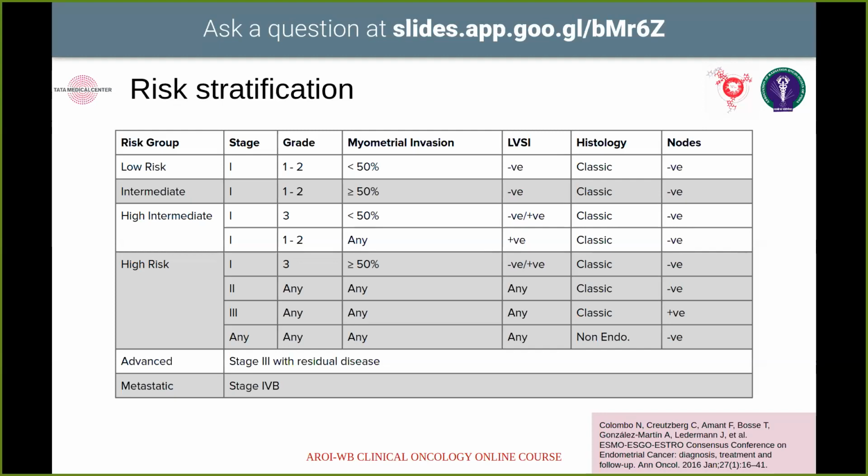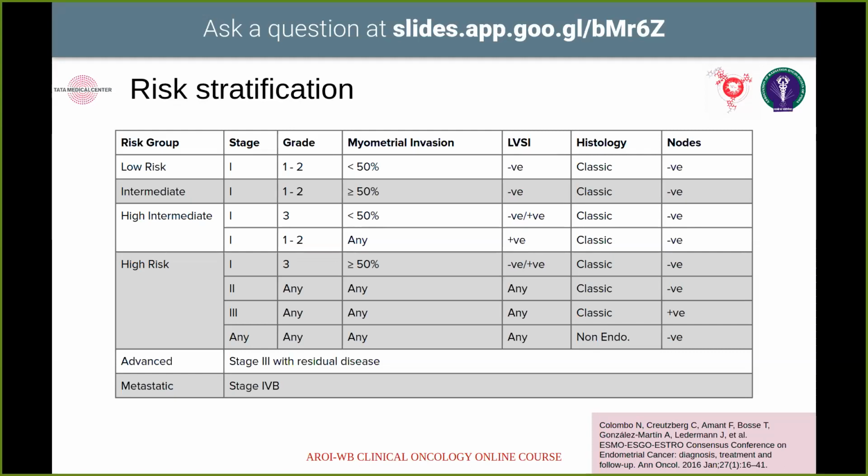The intermediate stage is classified, confusingly, into an intermediate group and a high intermediate group. And the presence of lymphovascular space invasion or grade 3 is considered to be markers of a high intermediate risk phenotype. When both things are present, more than 50% myometrial invasion and grade 3, classically, this would be considered a high-risk disease. Other stages like stage 2, stage 3 are also considered as high-risk disease.